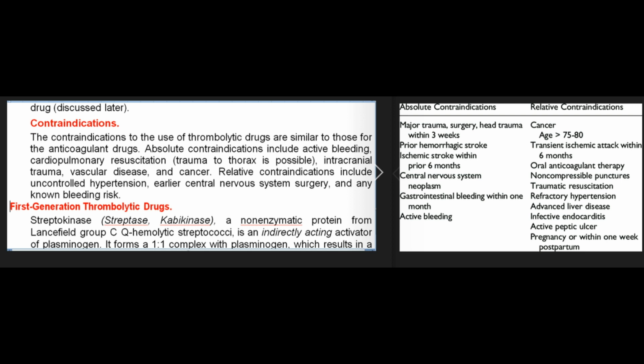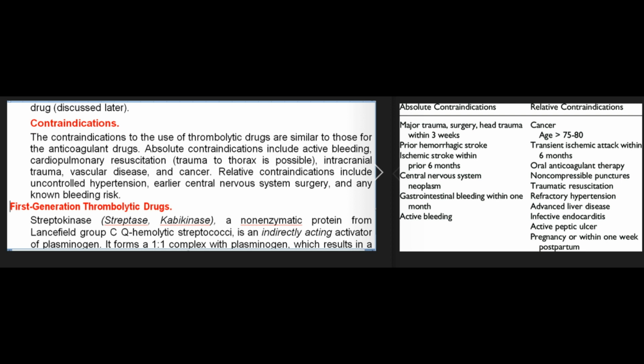Contraindications. The contraindications to the use of thrombolytic drugs are similar to those for the anticoagulant drugs. Absolute contraindications include active bleeding, cardiopulmonary resuscitation, possible trauma to the thorax, intracranial trauma, vascular disease, and cancer. Relative contraindications include uncontrolled hypertension, earlier central nervous system surgery, and any known bleeding risk.